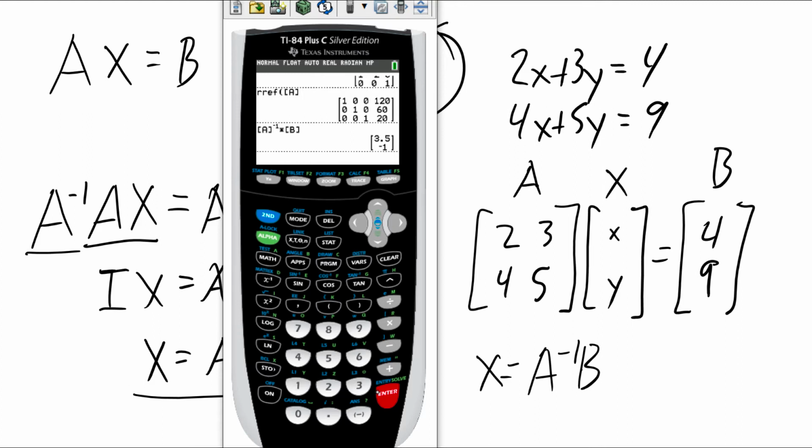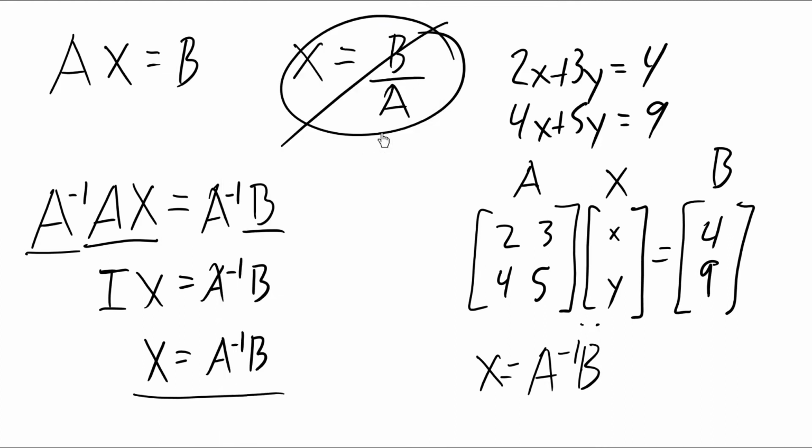Now, the MyLabs program will generally want you to write your answer as a fraction instead of a decimal. And the calculator can convert those for you. So 3.5 is 7 halves. And we can figure that out by pressing the math button and then selecting the first option, fraction, and then press enter. So that tells us that it's 7 halves and negative 1. So that matrix right there is this matrix right here. That's x. So x is 7 halves and y is negative 1.